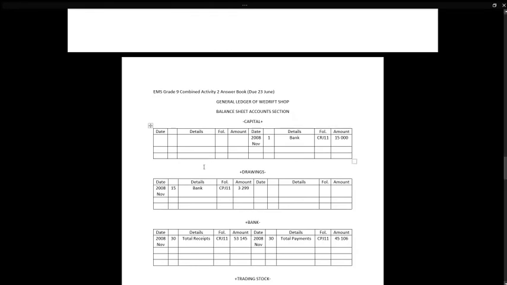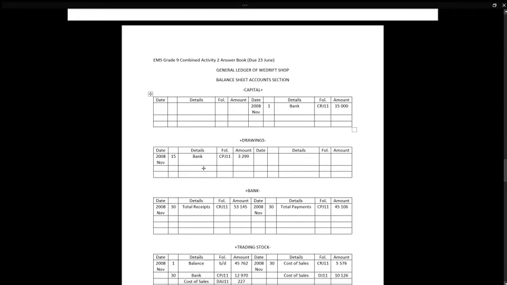Right, let's do the balancing and totaling of the general ledger accounts. First off, capital. First we need to decide, is my debit or my credit side the largest side? It's very easy to see that my credit side is the largest side, therefore I will total my largest side.